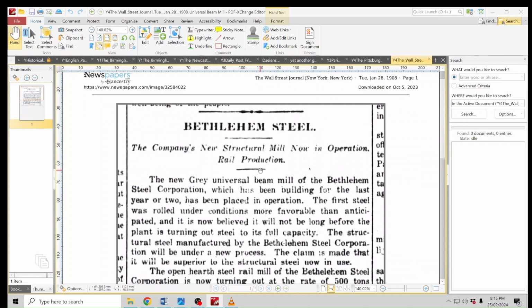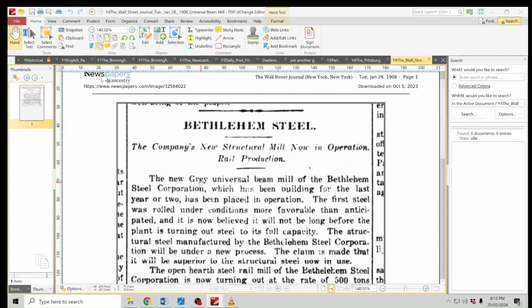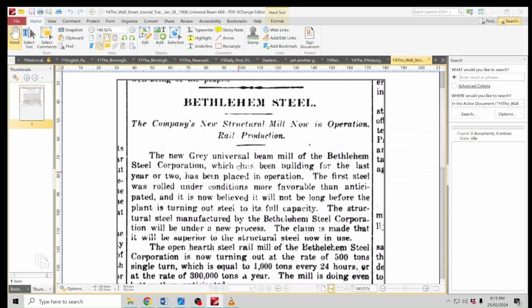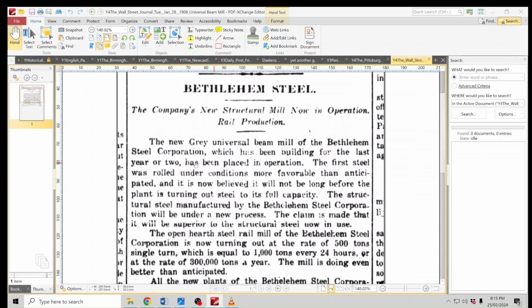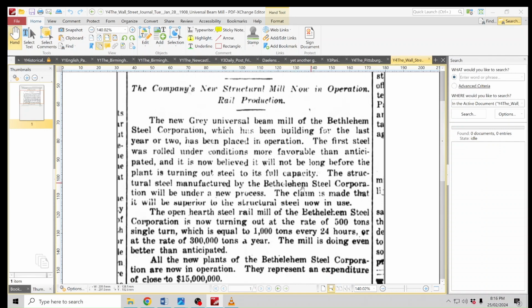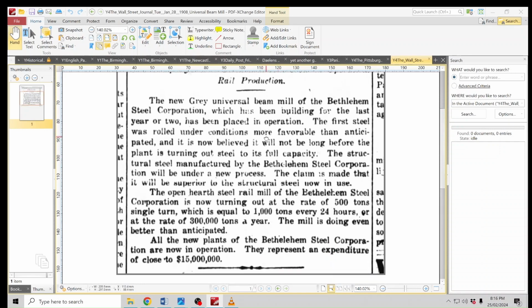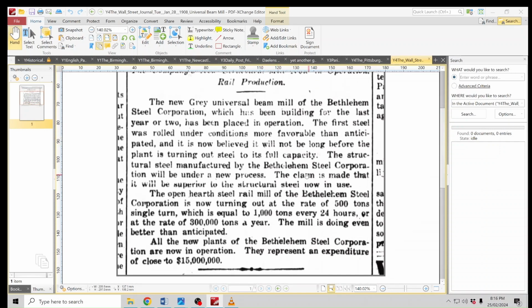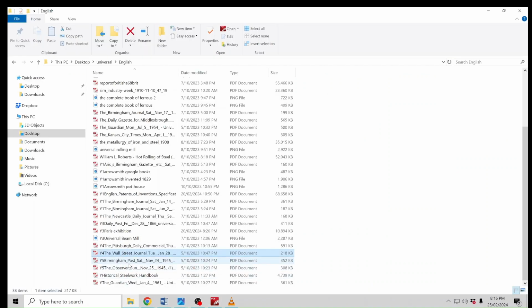So here we go now. We're in 1908. Bethlehem Steel, the new Henry Gray universal beam mill of the Bethlehem Steel Corporation, which has been building for the last year or two and has been in operation. If we keep going through here, that's right. I thought that might have been something mentioned about the universal rolling mill, but that's what it is. Let's have a look at the next one.